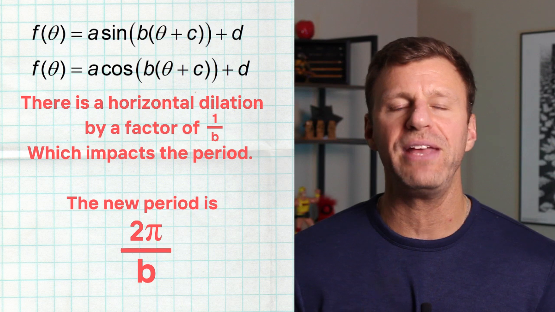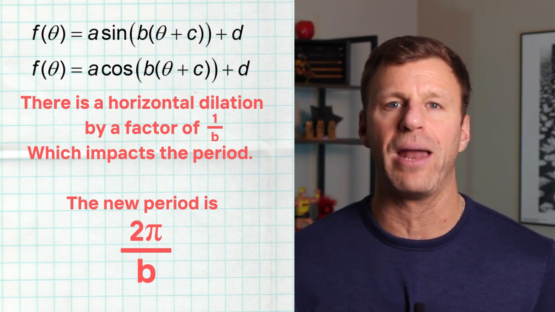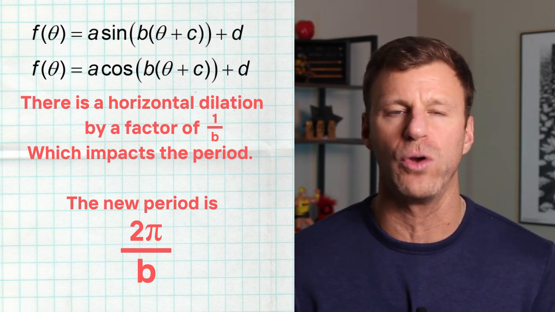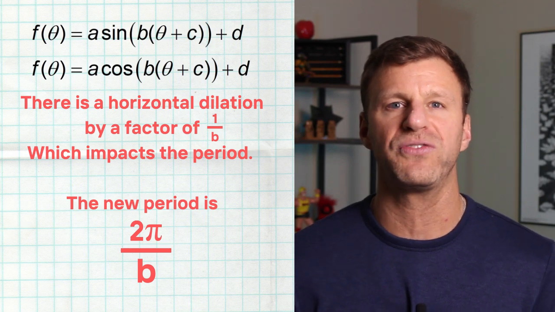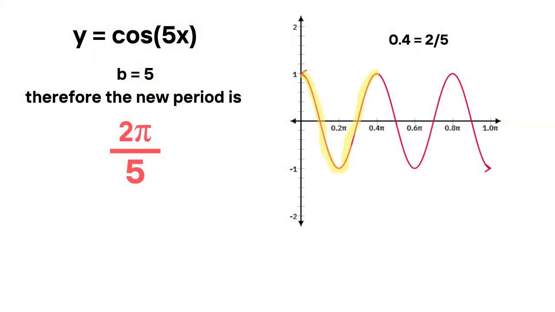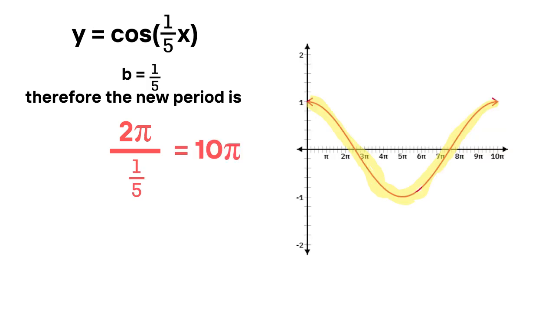So anytime you have a b value there, you're just going to take 2 pi divided by that b value to get the new period of your function. If your b value is 5, that's going to cut your period smaller. So now your period is 2 pi divided by 5. If your b value is 1/5, then you're actually going to multiply by 5. That's going to make your period bigger.